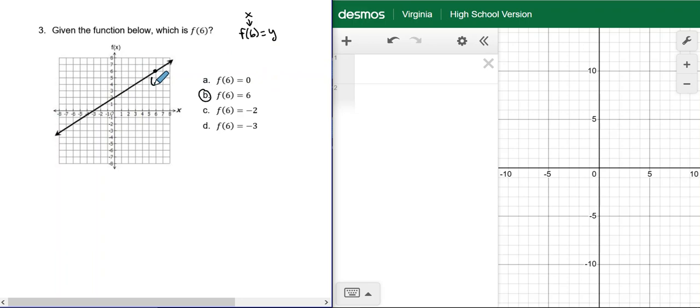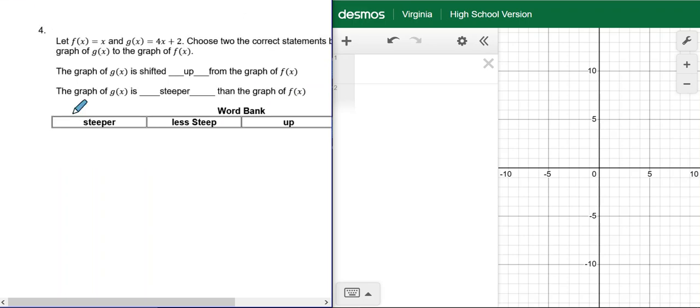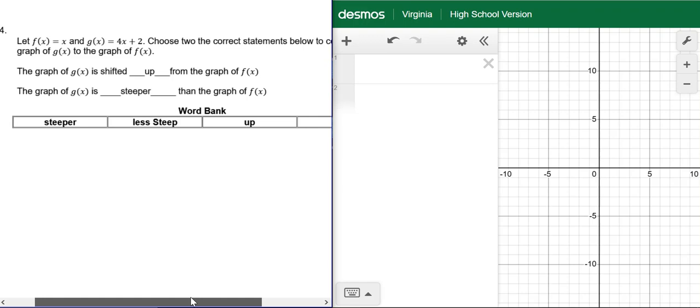Basically you're looking for this coordinate 6, 6. Here's how you would read it. X is 6 and y is at 6 as well. Okay, this one.